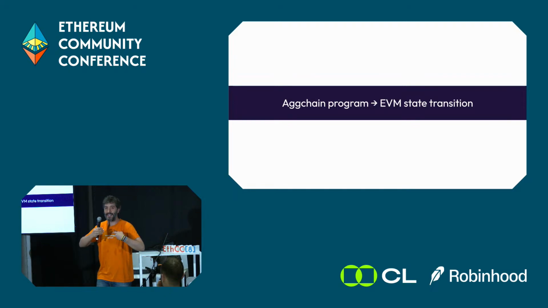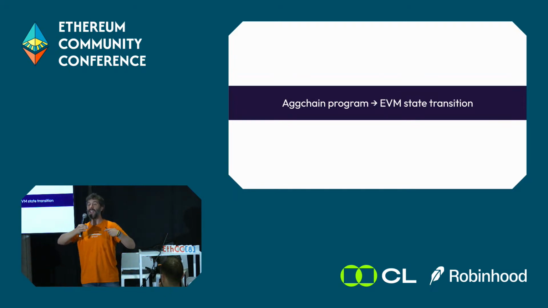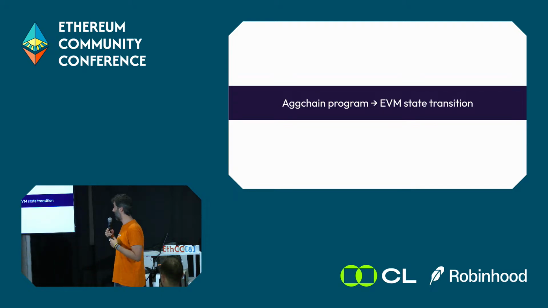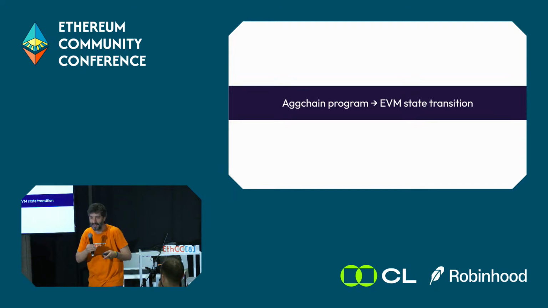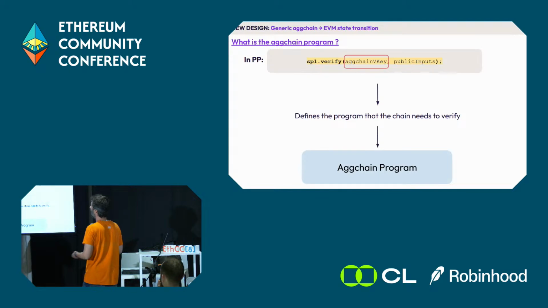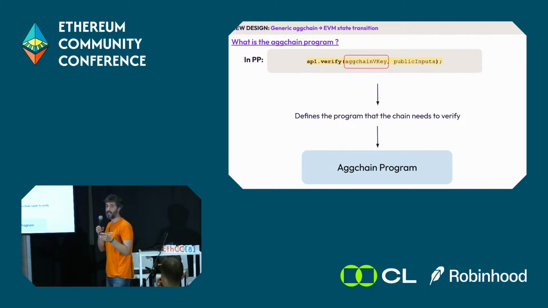Okay, now we saw how we change the pessimistic proof, and now we can not just verify an ECDSA signature, but we can also verify a zero knowledge proof. Okay, let's get inside that zero knowledge proof. As I mentioned before, in the pessimistic circuit, we are doing sp1.verify, and one of the parameters is the action key. And the action key, as I mentioned before, defines the program that the chain needs to verify. And this program, we call it action program.